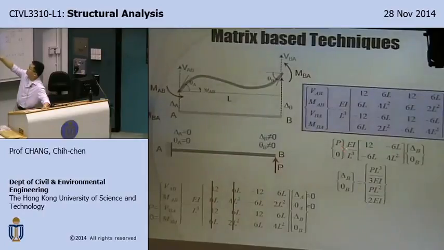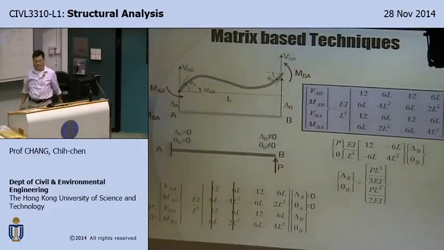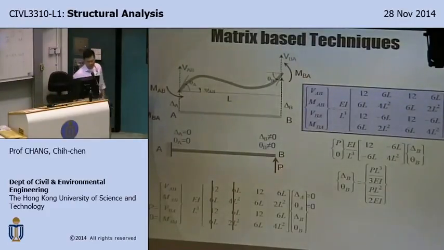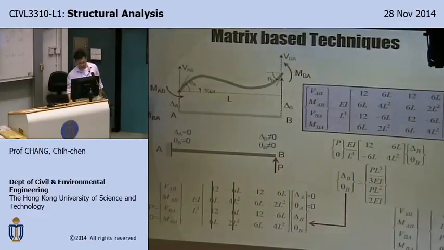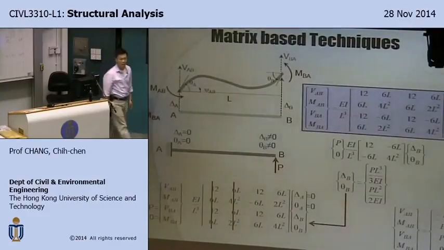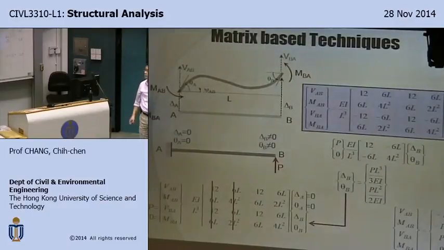Oh, sorry, there's an equal sign there. So you just invert this matrix to the other side, and then you'll be able to calculate displacement and rotation angle simultaneously. Of course, after you get that, you just substitute backward, and then you have all the forces. Isn't that very nice to know?